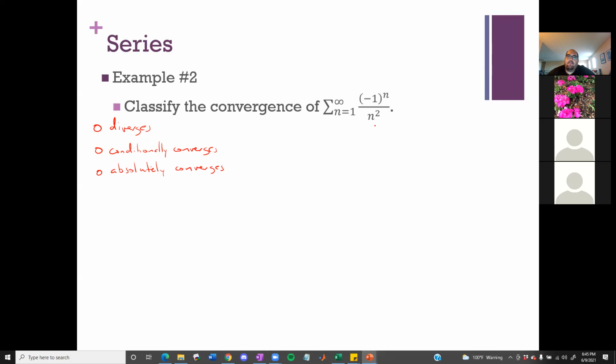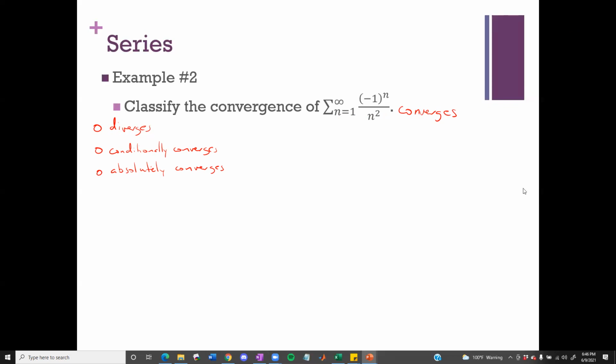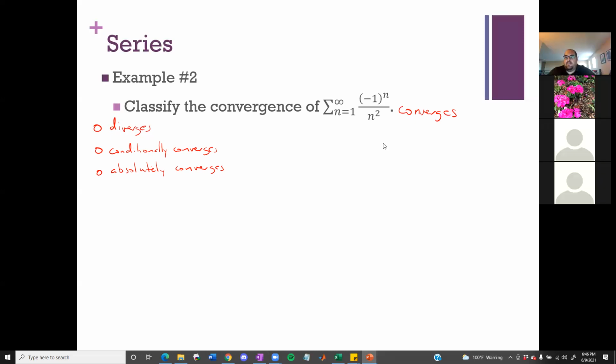I think it converges. So this one converges. I will just state this, but if anybody wants me to verify it and write it out, I'll tell you the alternating series test is totally fair here, and it will show you that that series converges. So we can throw out divergence.